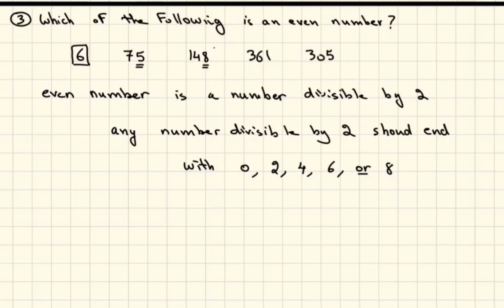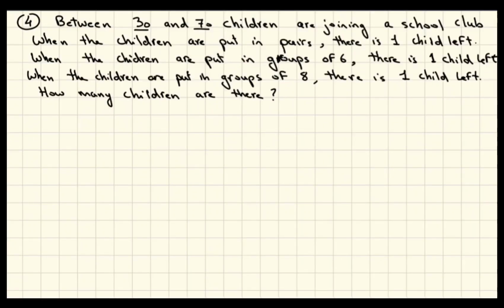This one has an 8 at the end, so it's correct. This one has a 1 at the end, no. 5, no. It must be either 0, 2, 4, 6, or 8. That's it. Now, number 4, they're telling you between 30 and 70 children are joining a school club.